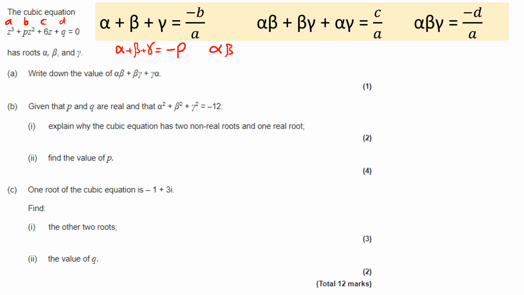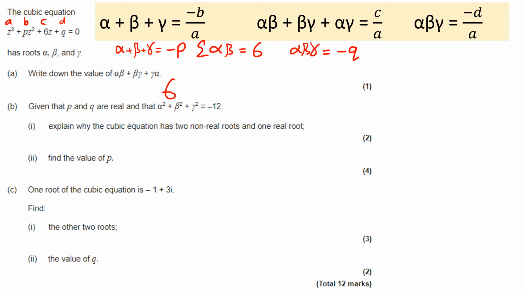Our sum of the alpha betas, so that's the second expression, is equal to c over a, is just equal to 6 over 1. And then our alpha beta gamma is equal to minus d over a, is going to be equal to minus q. I have to make sure that doesn't look like a 9. So going through these one at a time, if we want to write down the value of the sum of the alpha betas, that's literally something we can read off the expression, and it's a single mark.